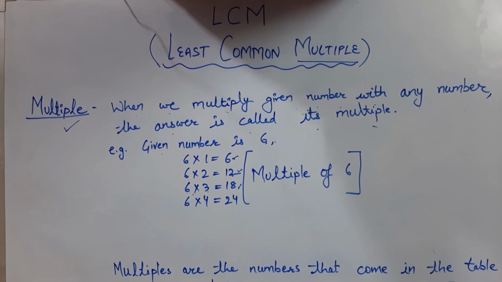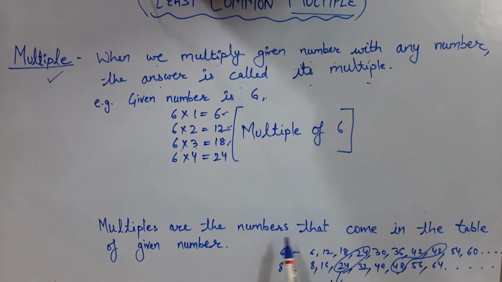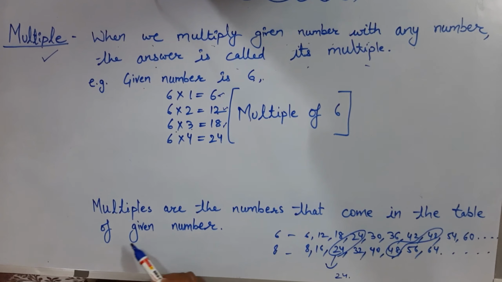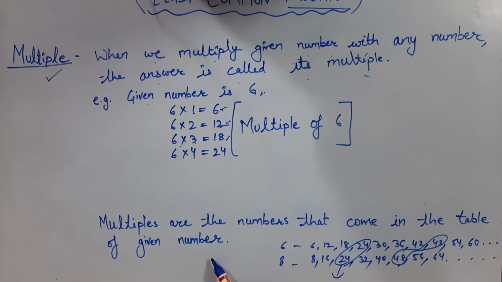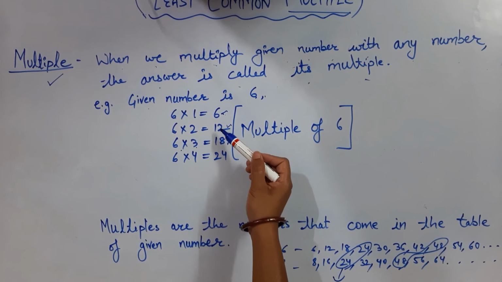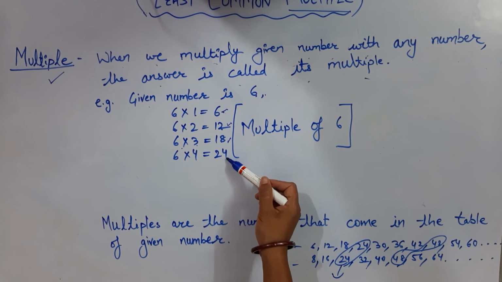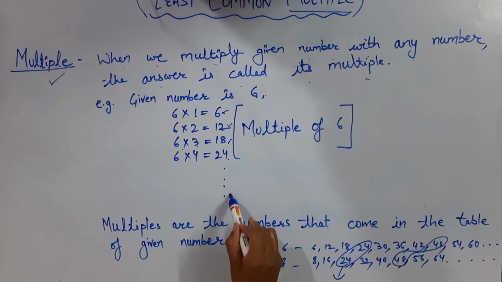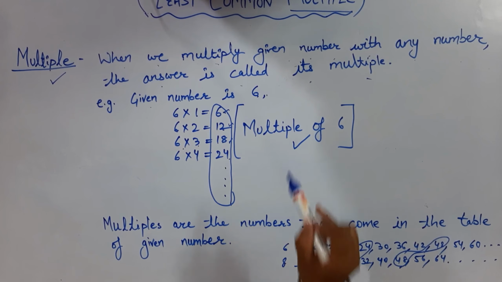In short, we can say multiples are the numbers that come in the table of the given number. If we read any table, for example, I am reading the table of 6. 6 1s are 6, 6 2s are 12, 6 3s are 18, 6 4s are 24 and so on. All these answers are the multiples of 6.